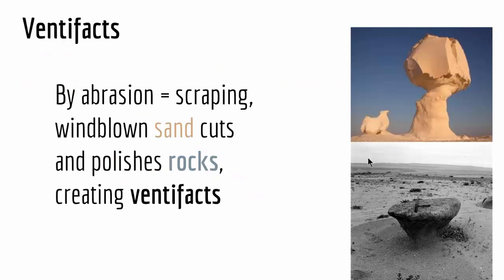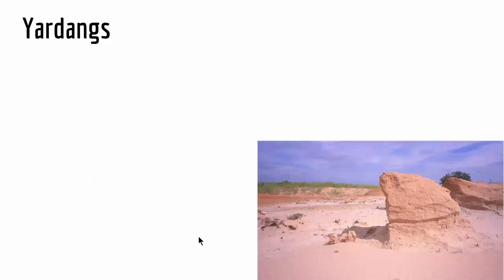Okay, another structure that is created by wind erosion is ventifacts. Ventifacts are created by abrasion, which means scraping. Basically, wind-blown sand cuts and polishes rocks, creating ventifacts. As you can see, these are pictures of ventifact. They are made out of scraping of wind-blown sand that rubs against other big structures and creates these polished figures that are called ventifacts.